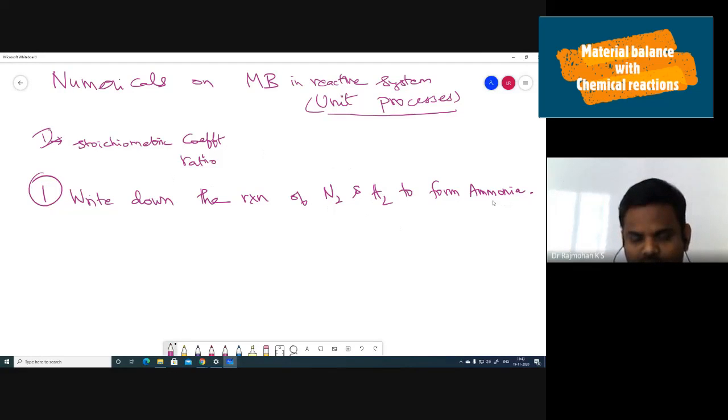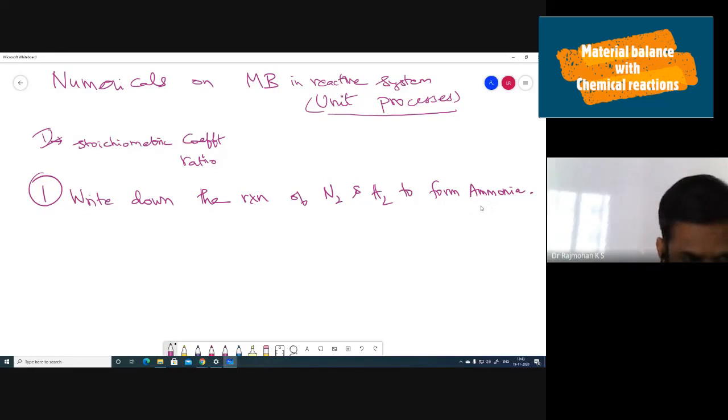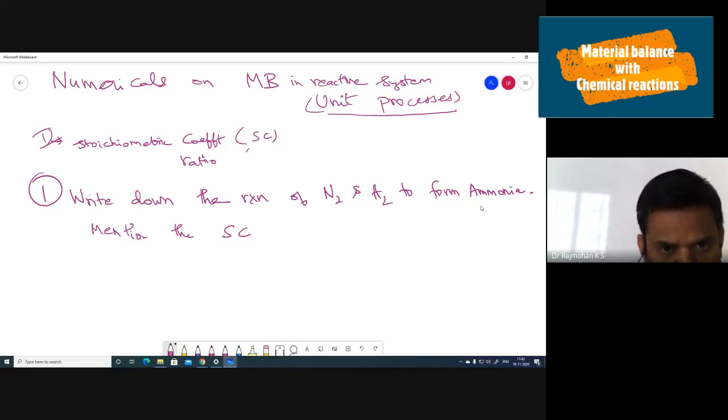And you know ammonia, what is ammonia? NH3. So you can write down the reaction. Okay, take down this problem number 1. Write down the reaction of nitrogen and hydrogen to form ammonia and mention the stoichiometric coefficients. For simplicity, I am using it here. You write it clearly. Okay. Mention the stoichiometric coefficients of nitrogen, hydrogen, and ammonia.